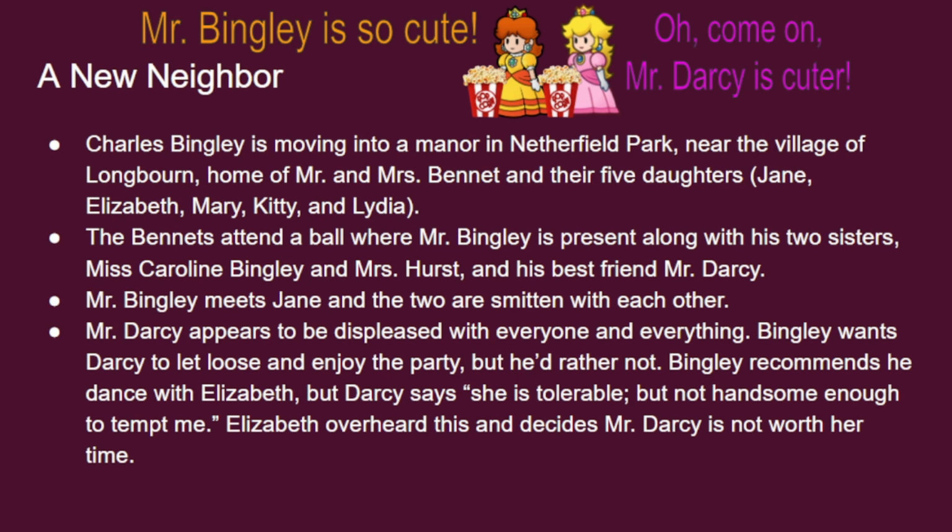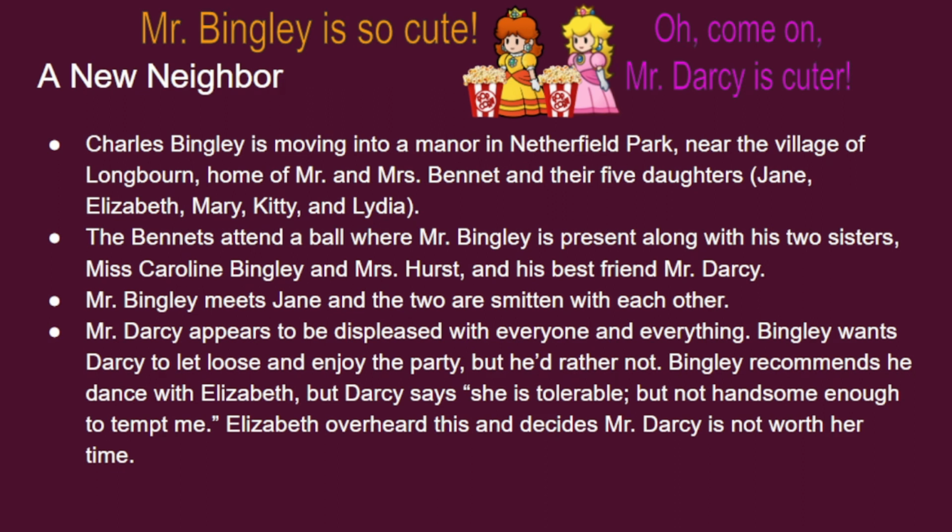Word is getting around that a young man named Mr. Charles Bingley is renting the manor in Netherfield Park, which is near the village of Longbourn, where the Bennets live. Of course, the first thing on all the girls' minds is if the man is single, and he is. Mr. Bennet pays a social visit to Mr. Bingley, and the Bennets attend a ball where he is present.